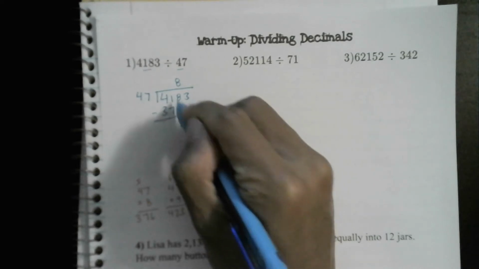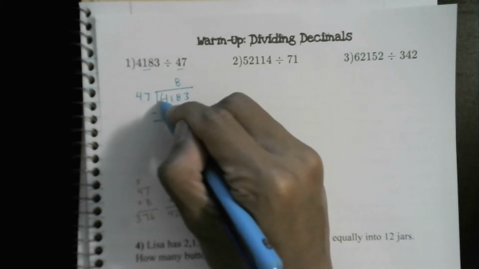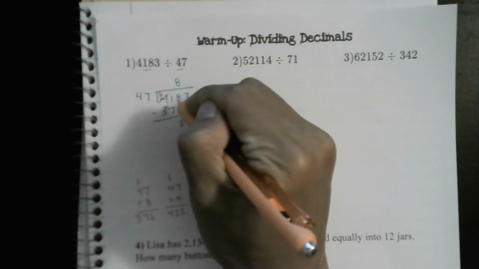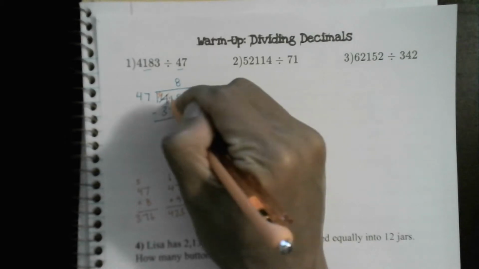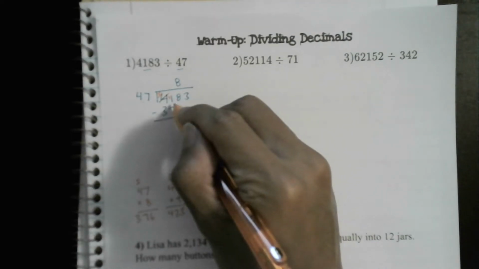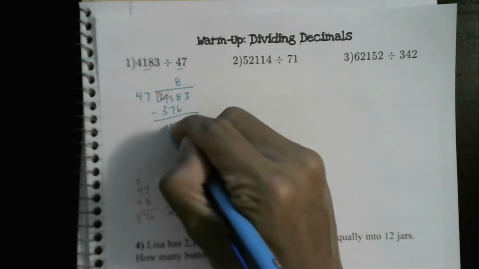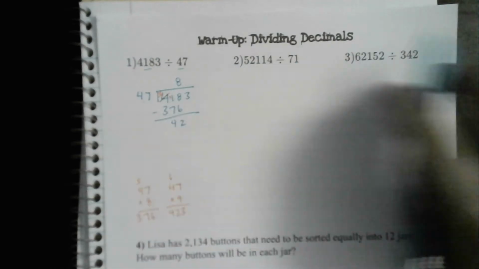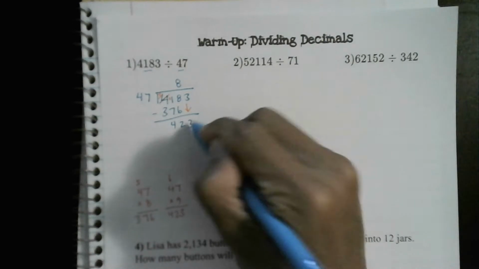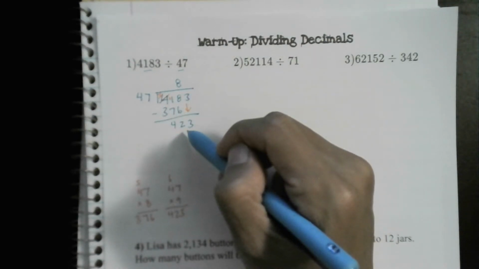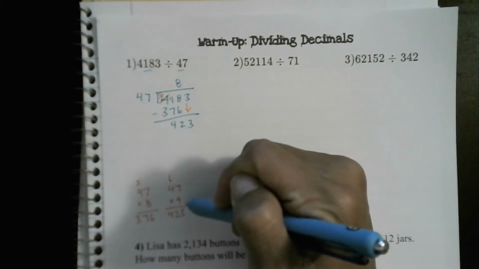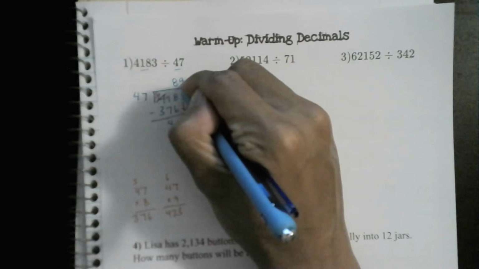8 minus 6 is 2. 1 minus 7, well, I got to borrow, so that turns into a 3. And so that turns into 11 minus 7, that's 4. And then 3 minus 3 is 0, so we're good there. Now we bring down the 3. And how many times does 47 go into 423? Well, let's see, maybe 9? Oh, look at that. 47 times 9 is 423, so it is 9.